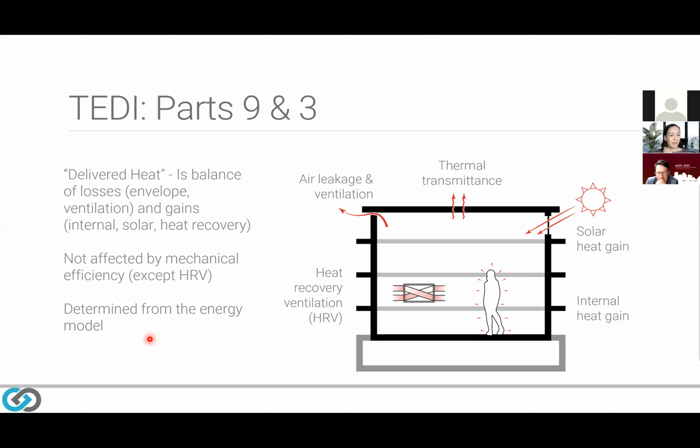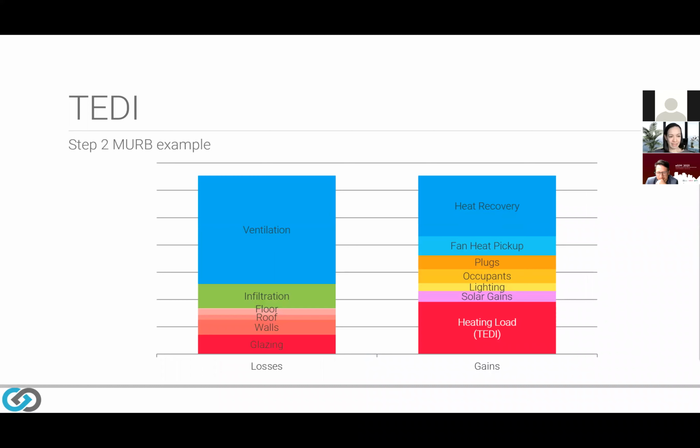So it's determined from the energy model, and if anybody's familiar with passive house approach and the space heat demand, this is basically the same calculation. It kind of grew out of the passive house approach. So like what I mentioned before, it's the net of the losses and the gains of the building over the course of the year. So if we look at primarily our ventilation losses and then envelope infiltration and conduction losses.